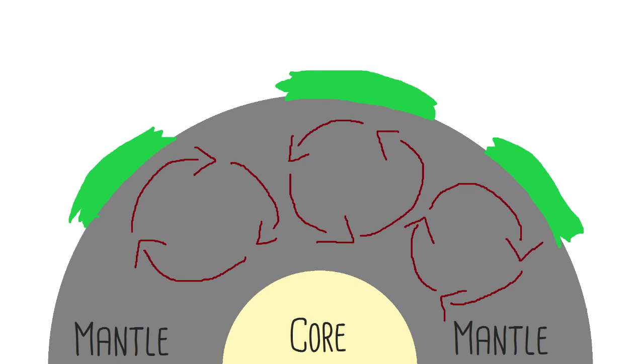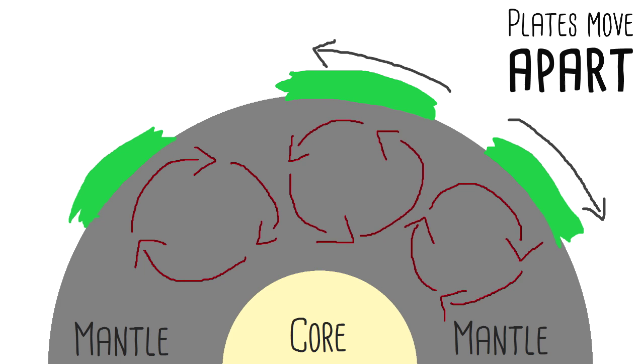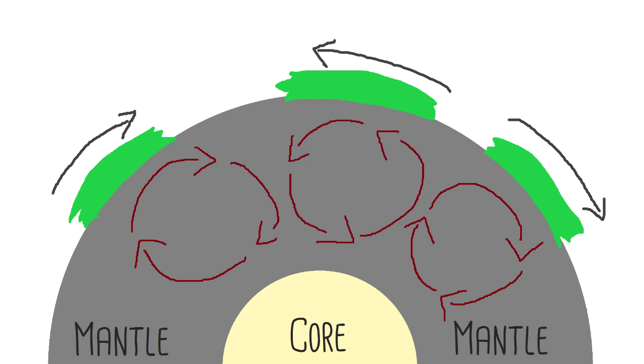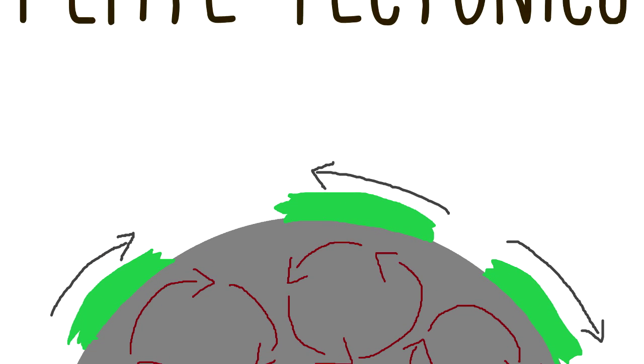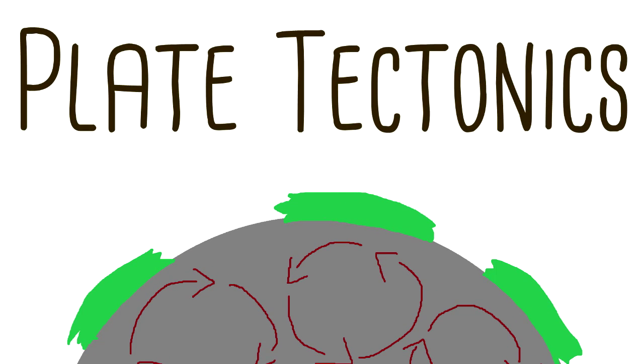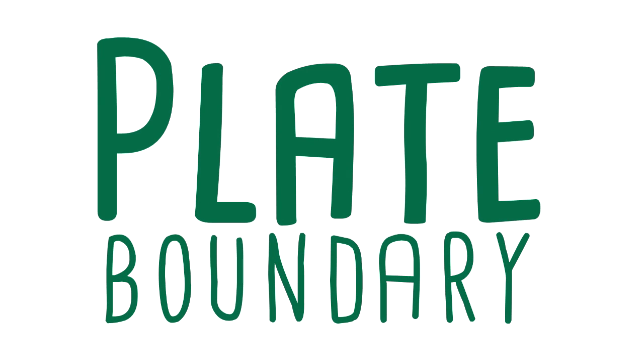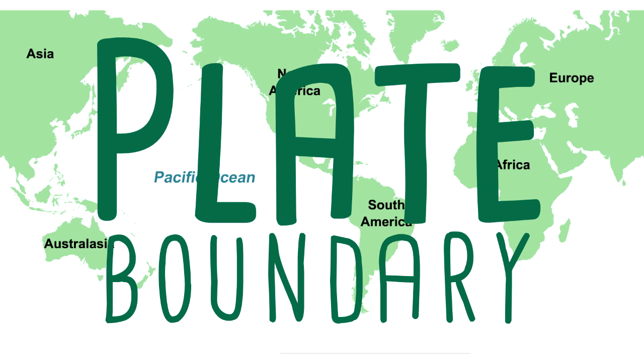Where convection currents diverge near the Earth's crust, plates move apart. Where convection currents converge, plates move together. The movement of the plates and the activity inside the Earth is called plate tectonics. Plate tectonics cause earthquakes and volcanoes. The point where two plates meet is called a plate boundary. Earthquakes and volcanoes are most likely to occur either on or near plate boundaries.